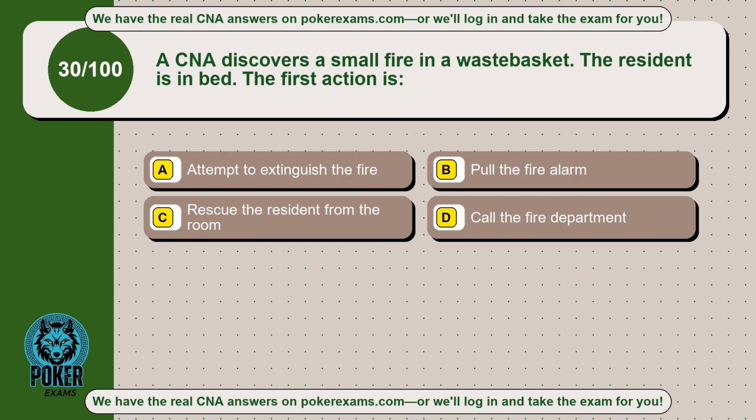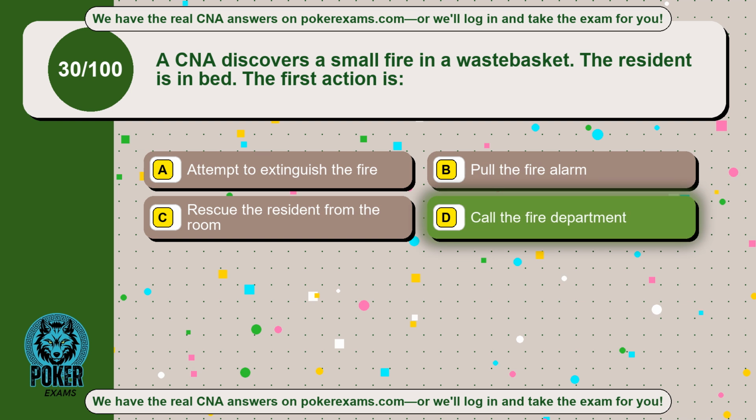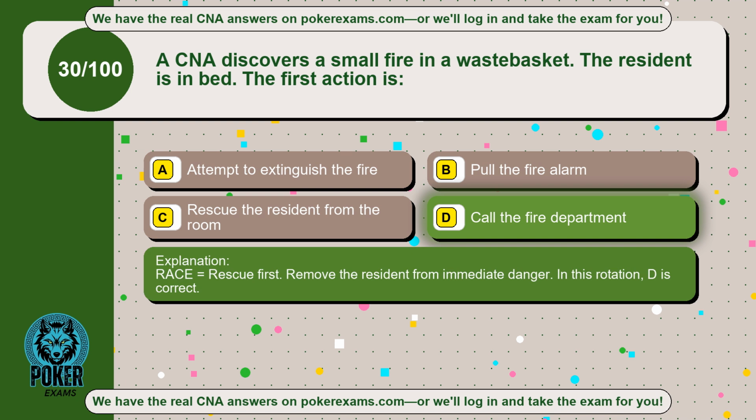Question 30. A CNA discovers a small fire in a wastebasket. The resident is in bed. The first action is Option A, attempt to extinguish the fire. Option B, pull the fire alarm. Option C, rescue the resident from the room. Option D, call the fire department. The correct answer is option D, call the fire department. RACE equals rescue first. Remove the resident from immediate danger. In this rotation, D is correct.